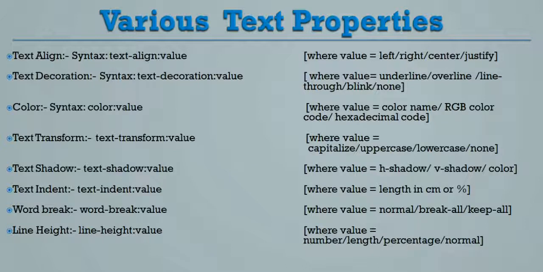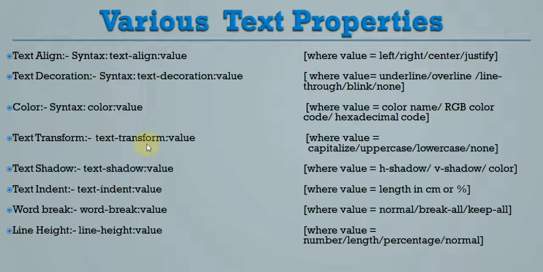Okay, let us see what the text properties are. First, that is the text alignment. Means with the help of text alignment you can set the alignment of your text. Text decoration means if you want any decoration for your text, then you can do that decoration with the help of text decoration. Means if you want an underline under your text, then you have to use this. If you want to change the text color, then you have to use this.